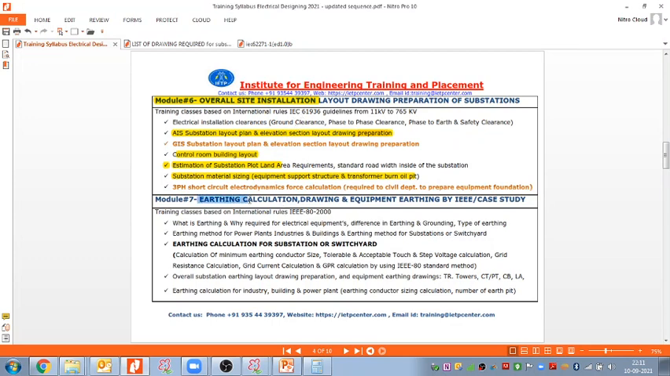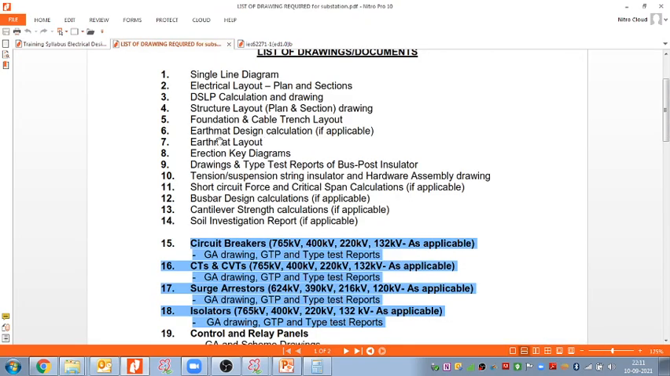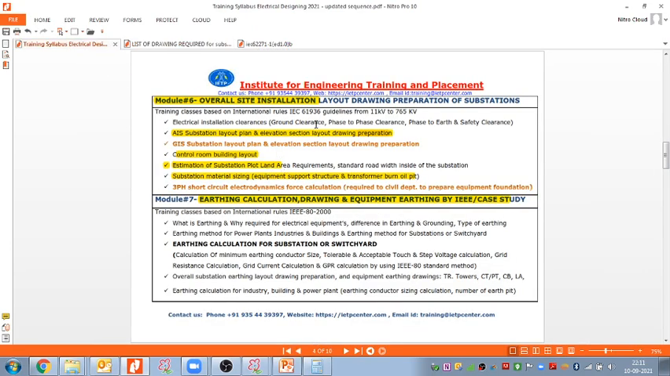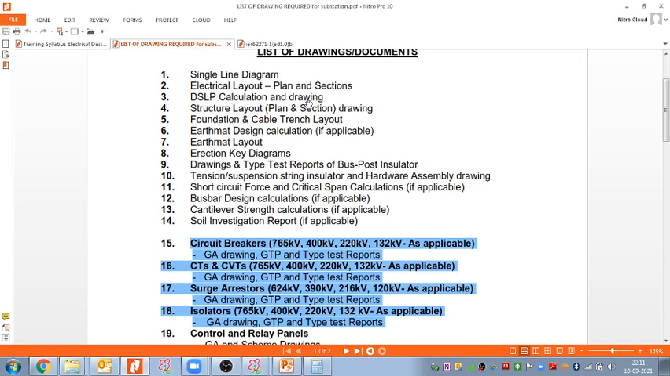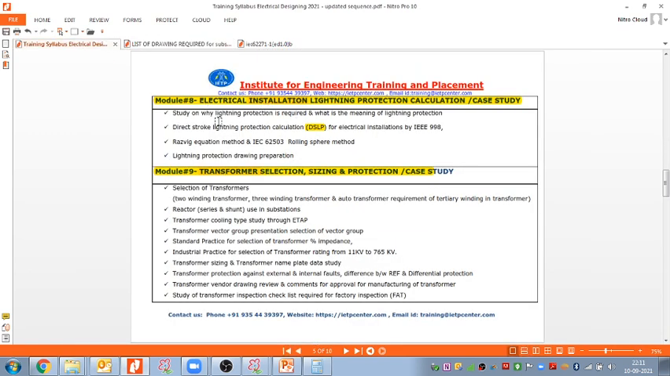The earthing is also required, because it is written here: earth mat design calculations and earth mat layout. So the earthing also we will study with the help of the standard. Module number 7 is the installation, lightning protection and DSLP calculations. The DSLP calculation and drawing are required here, so we will study that in module number 8.